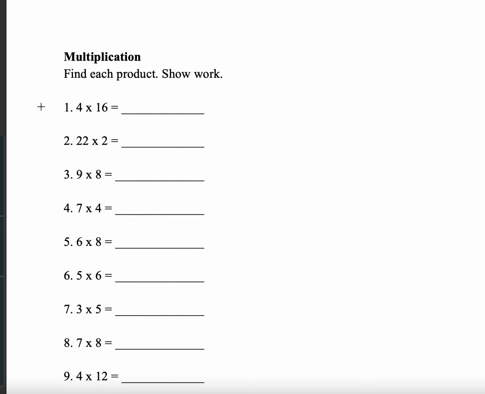Let's look at number 1 on this page. This is pretty simple. We're just multiplying 16 times 4. 6 times 4 is 24. We add the 2 here. So 4 times 1 is 4, and 4 plus 2 is 6. So this would be 64.